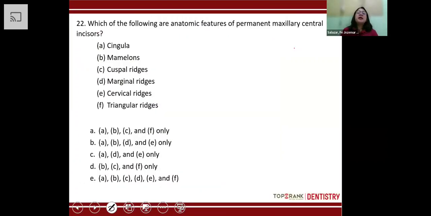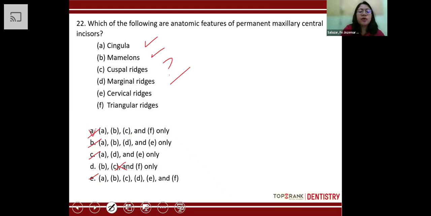Number 22, which of the following are anatomic features of permanent maxillary central incisors? May cingulum? Yes. May mamelons? Yes. May cusp ridge? Okay. Wala naman siyang cusp. Tingnan natin. Okay. Marginal ridges? Yes. Okay. So tingnan na natin. Yung A, pwede. Ito, B, C, F.